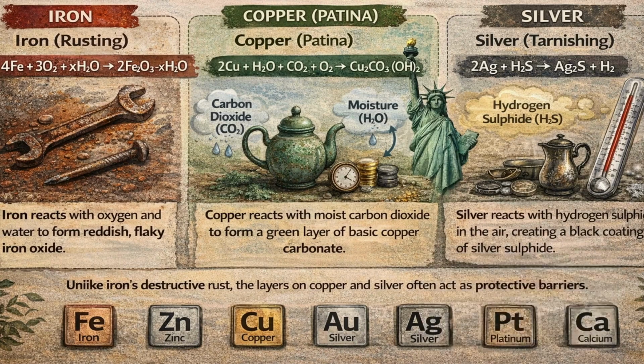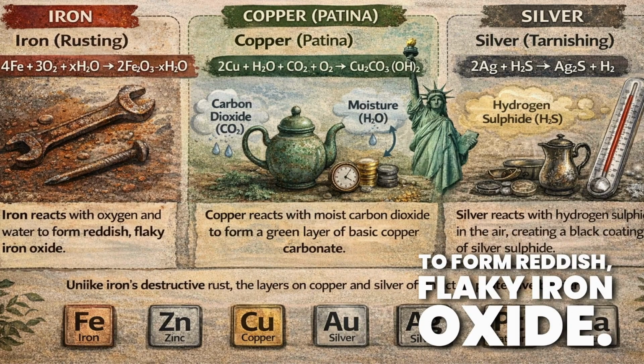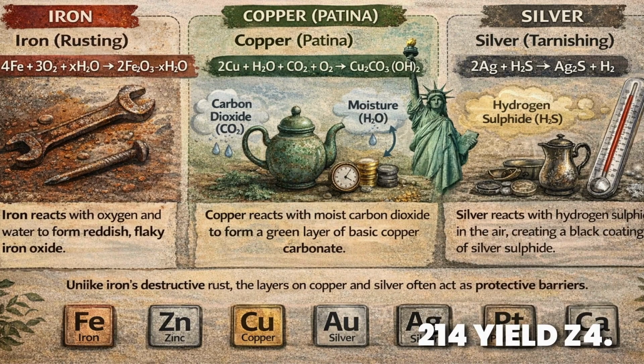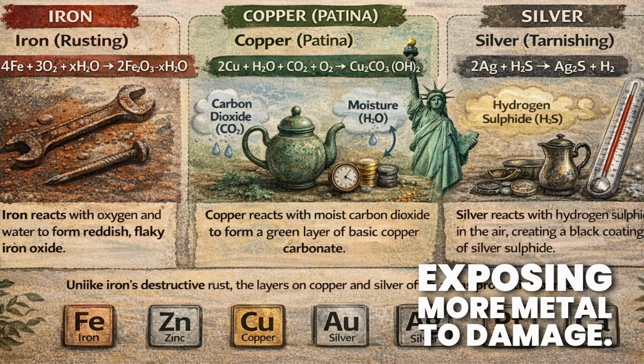Iron, rusting. Iron reacts with oxygen and water to form reddish, flaky iron oxide, 2Fe2O3·xH2O. This layer peels off, exposing more metal to damage.